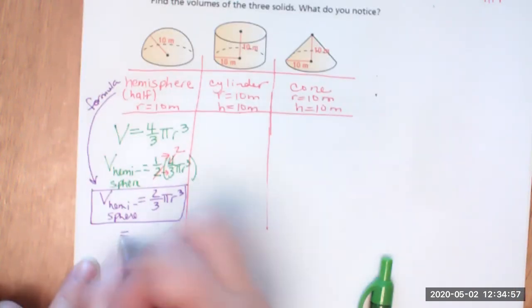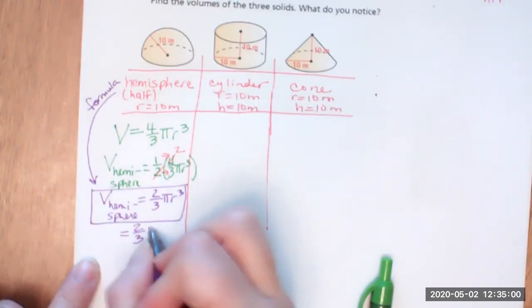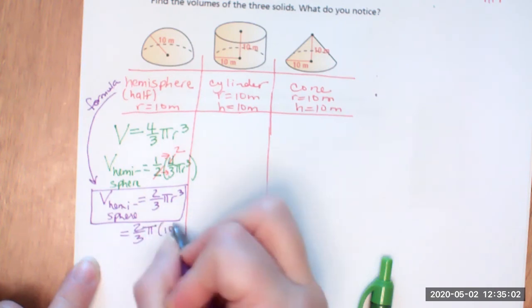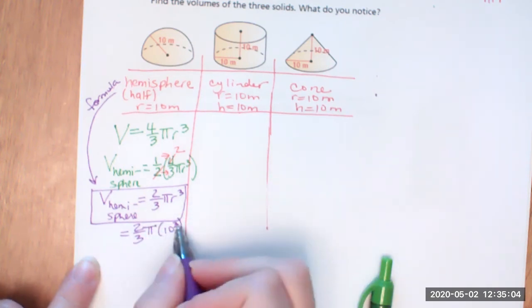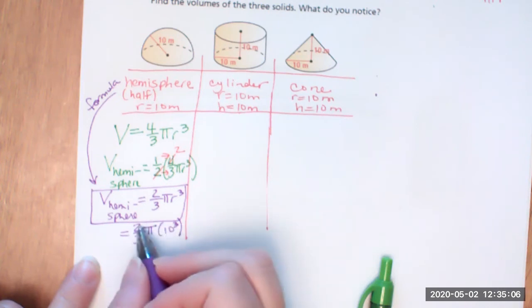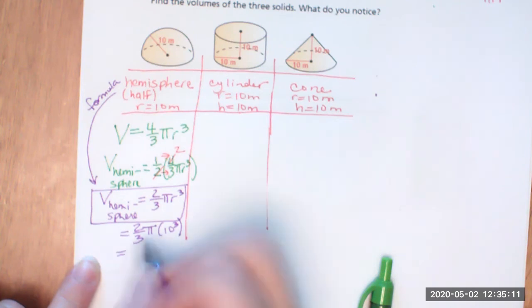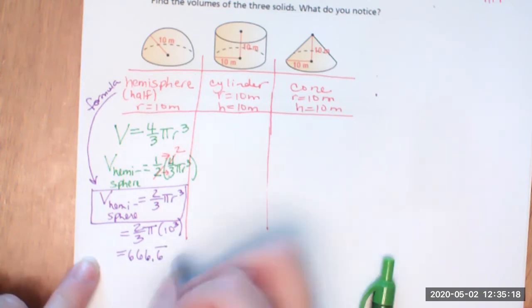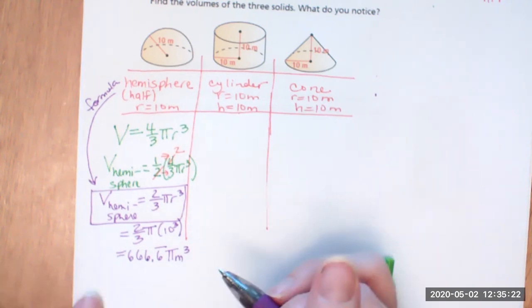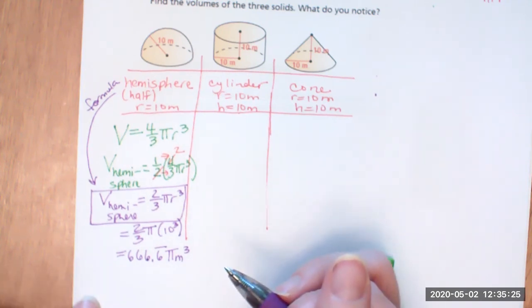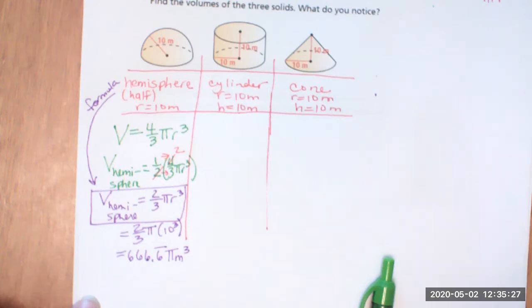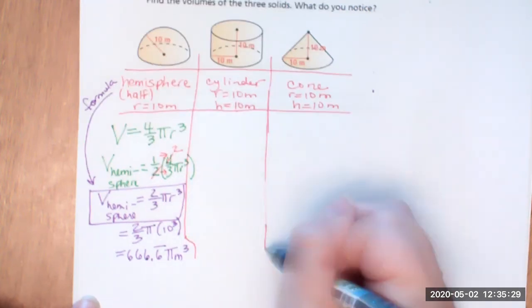So if we calculate that out, we'll say 2/3 times pi times 10 cubed, right? Now we know 10 cubed is 1,000, times 2 is 2,000, divided by 3 is going to be 666 and 2/3 pi. So I'll just put a 6 with a bar over it, pi meters cubed. Okay, I'm going to leave it in terms of pi because it'll be easier to make the point that I'm going to make at the end about the relationship between these 3 figures.